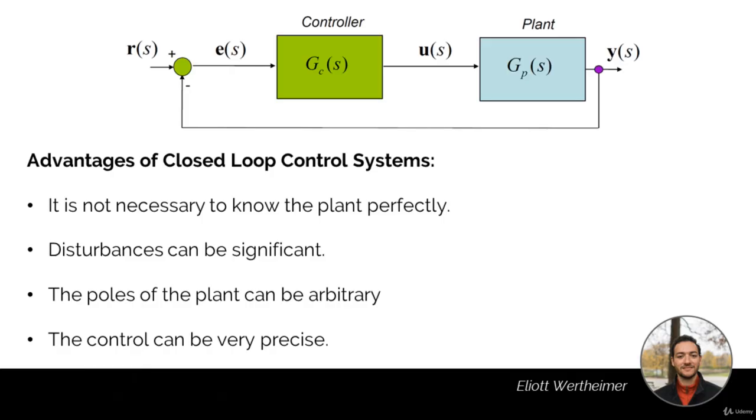Thirdly, the poles of the plant can be arbitrary. Unlike in open loop control, the plant does not have to be stable. A controller can actually take an unstable plant and make it become stable. Finally, in this case, control can be very precise. You can reach your desired output value very accurately in an impressively short amount of time.